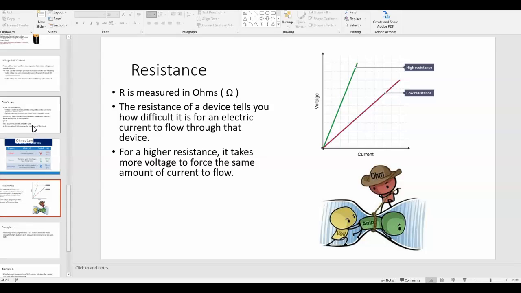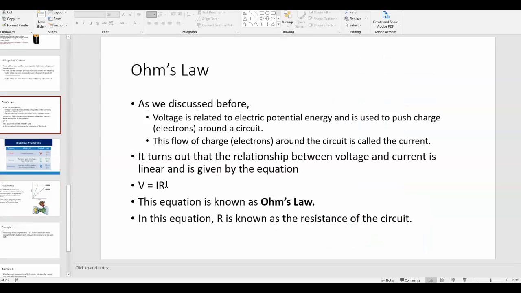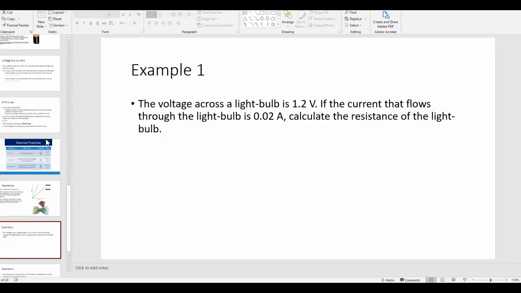Let's do some simple calculations with Ohm's law. That's our V equals IR equation. Example 1 says the voltage across the light bulb is 1.2 volts. So this is V. If the current that flows through the light bulb is 0.02, remember A is ampere, so this is current, and I'm going to label this I. It says calculate the resistance of the light bulb.